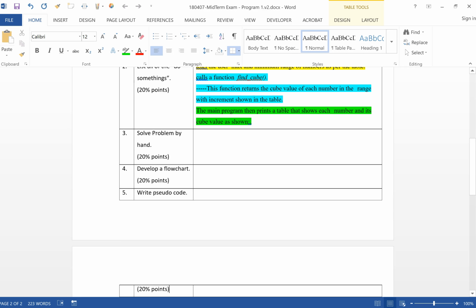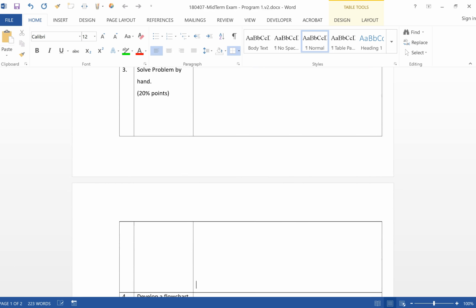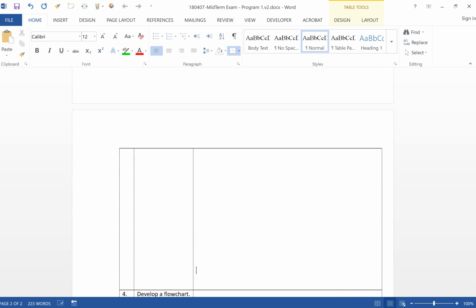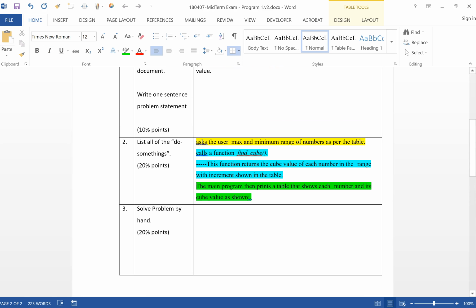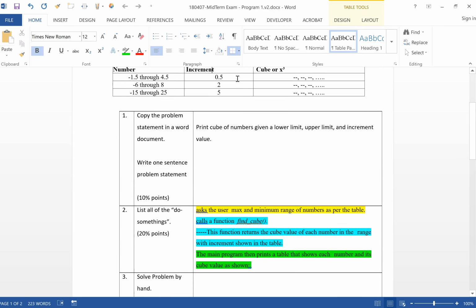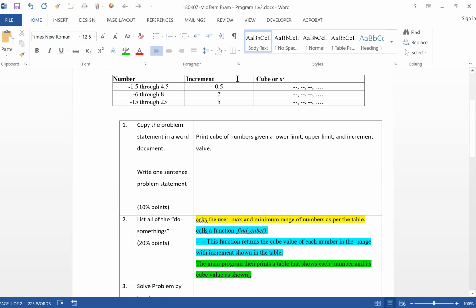All right. The next thing is to solve the problem by hand. So for that, just create a little space here. Bring the pen over. And as you can see, we don't really have to do a lot of work for a loop problem.